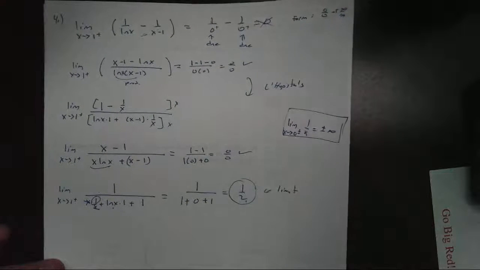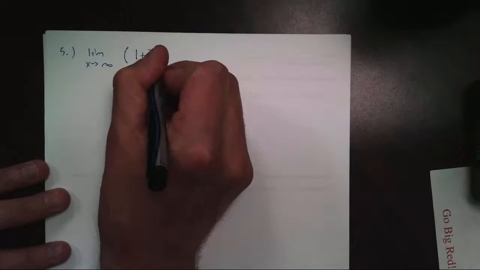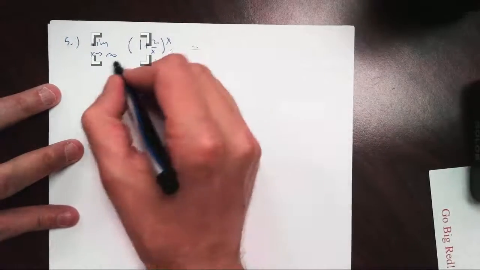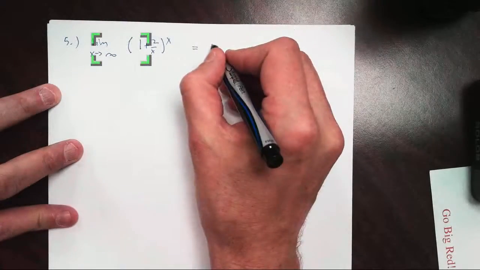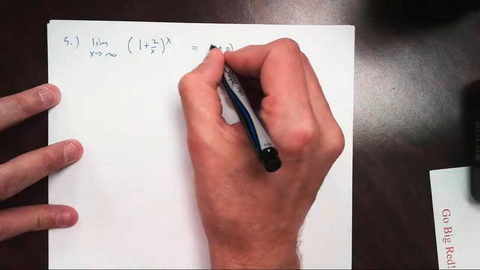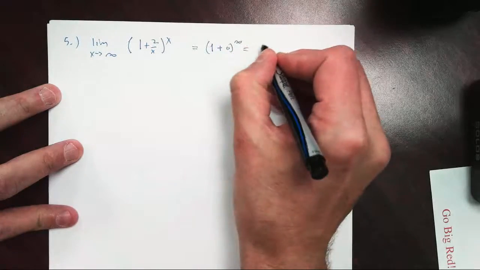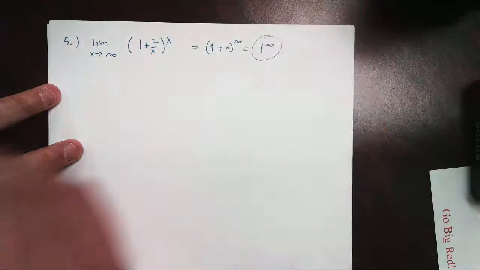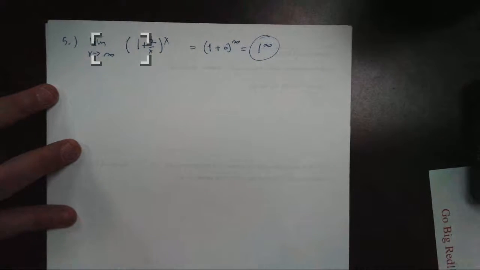All right, let's take a look at number 5 here. Last one, and it's a doozy. The limit as x goes to infinity of (1 plus 2 over x) to the x. Now, for a problem like this, if I try plugging the infinity in, I'm going to get 1 plus 0 to the infinity. So we're really looking at, well, what is 1 to the infinity? Again, don't assume you know what it's going to be.